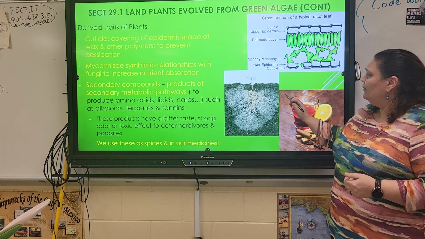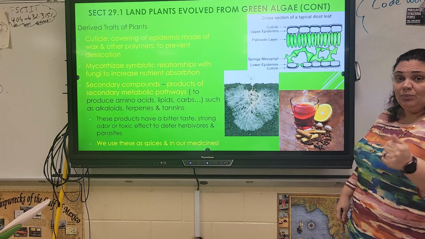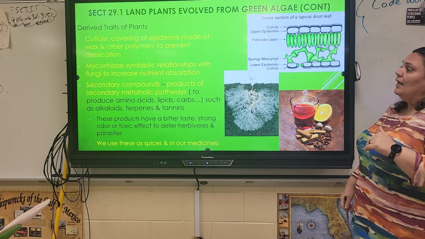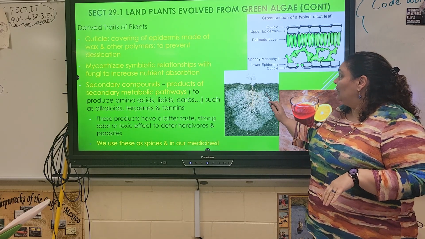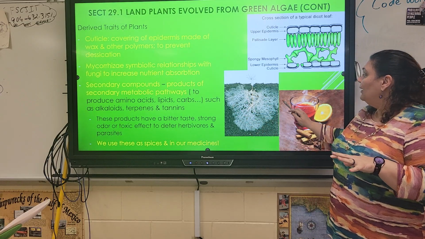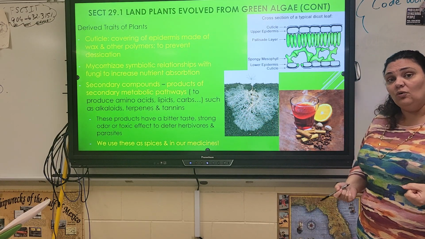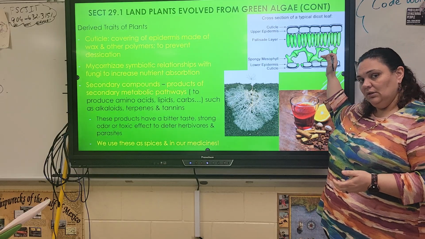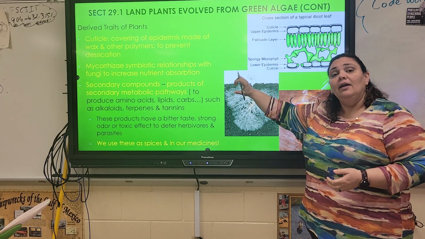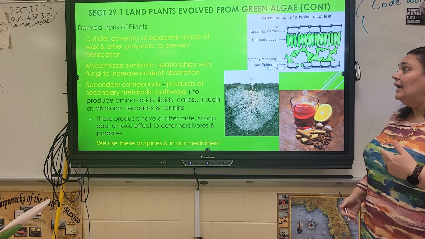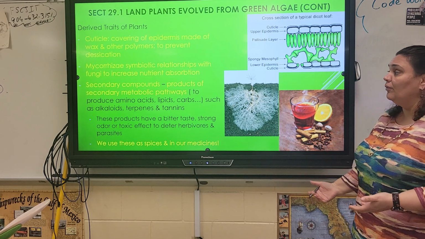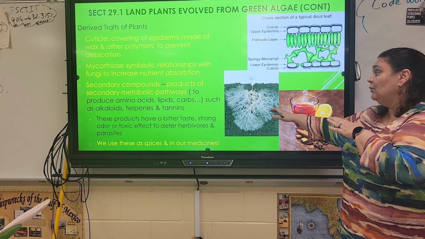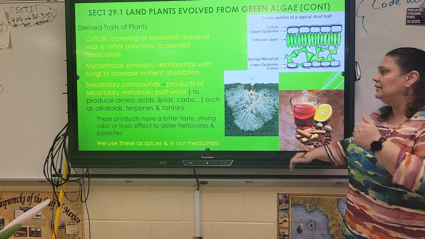The mycorrhizae are a symbiotic relationship between fungi and the plants to increase nutrient absorption. So these are good fungi, allowing the plants to get more out of the soil. But what happens if you come by and you sprinkle an antifungal on there, it's going to kill the mycorrhizae, which means your plant's not going to have as much growth. Okay? So not something we want to do on plants.